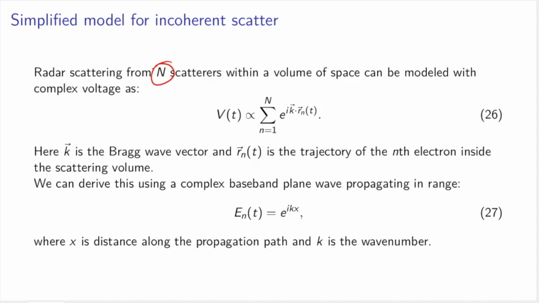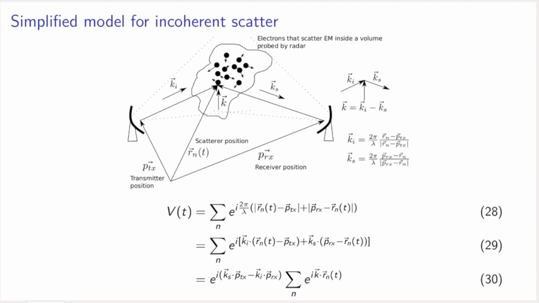We'll then assume that the signal transmitted from the radar propagates as a plane wave to an individual scatterer and continues from there as a plane wave to the radar receiver. The phase progression as a function of distance for each individual path will be given by equation 27. Here k is the wave number and x is a one-dimensional distance. The following figure shows the derivation for our toy model of incoherent scatter.